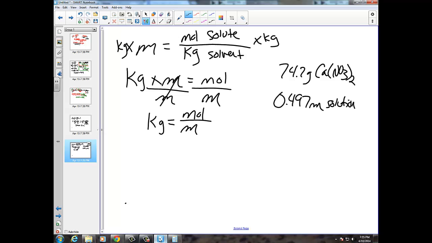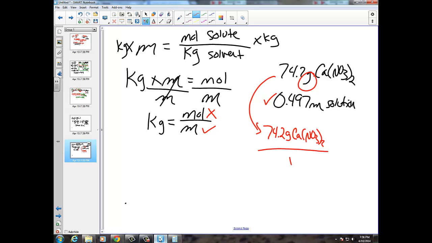I need to know moles and molality. Well, I know my molality right here. I don't know my moles yet because I currently have grams. So I have to convert. First things first, always moles. 74.2 grams of Ca(NO3)2. And let's see, 1 mole of all of that, I'm running out of room, is how many grams? Well, we have to add this up.